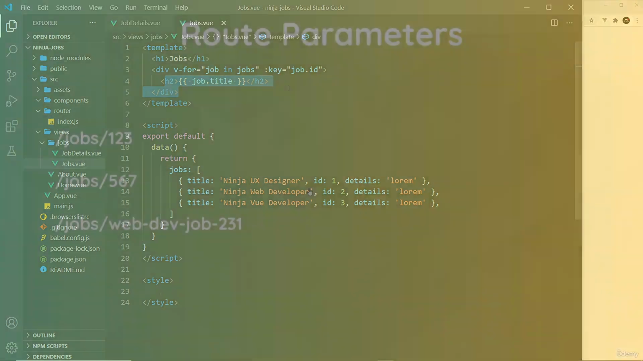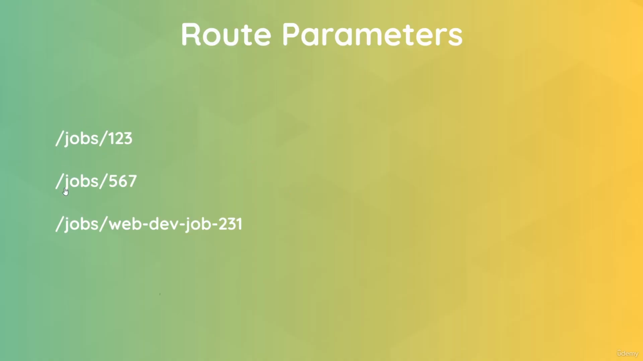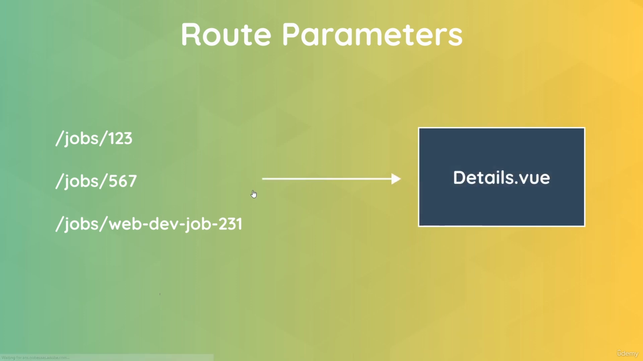But what would the route for the job details page look like? Well, normally it would follow this kind of structure: /jobs/ the ID, where the ID is some kind of identifier of the job that we want to see the details of. For example, it could be /123 after jobs, or /567, where this number is the ID of the job that we want to see. Or it could be something like /web-dev-job-231, where this would be the ID, or as it's otherwise known, the slug. So the last part of the route would be changeable, but it would always represent the ID of the job that we want to see.